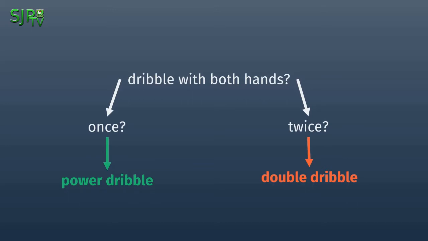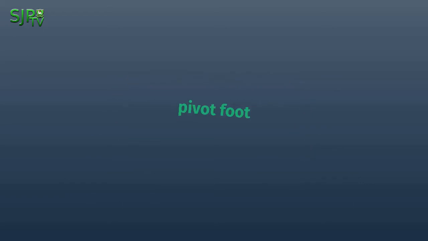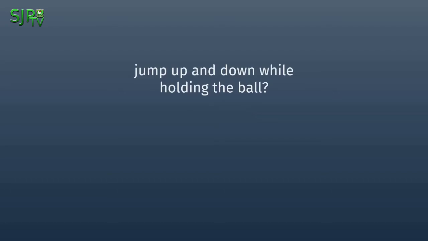Okay, so you've stopped dribbling. Either your right or your left foot must stay on the ground, but you can move the other one. The one that stays in the same spot is called your pivot foot. The only way your pivot foot can leave the ground is if you jump to shoot the ball or pass it to a teammate. Because if at any point you jump up with the ball and don't let it go before you land again, that's called up and down, and the other team gets the ball.